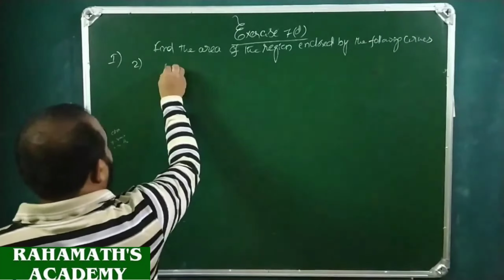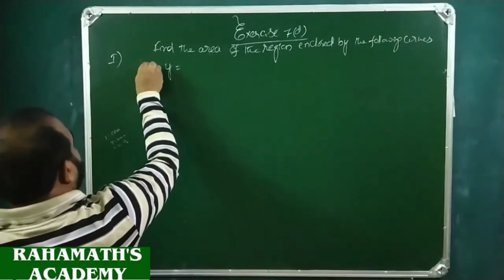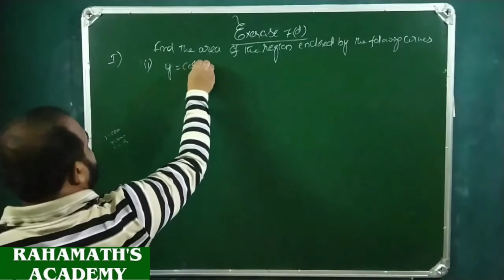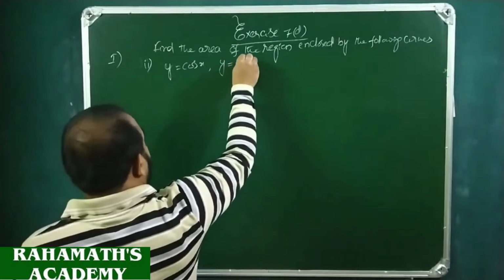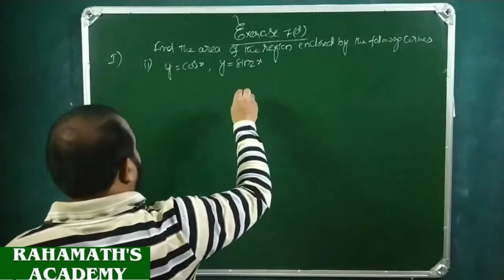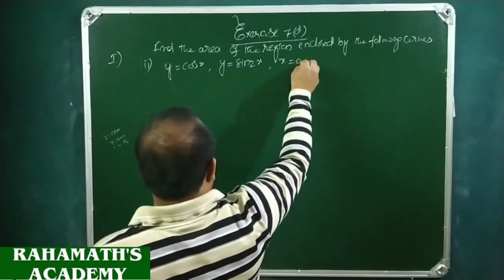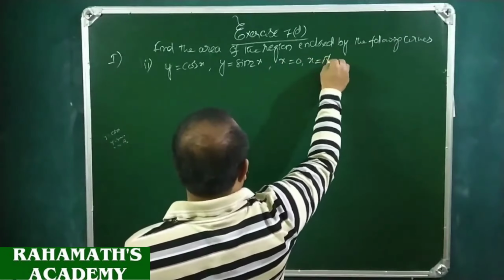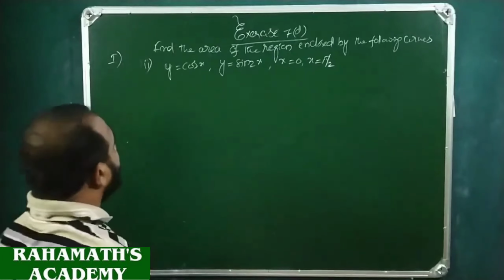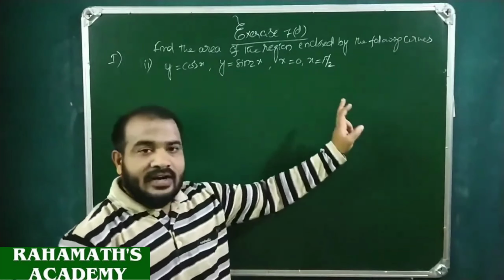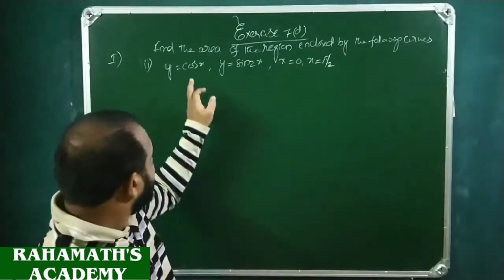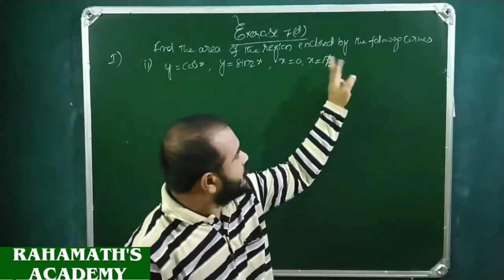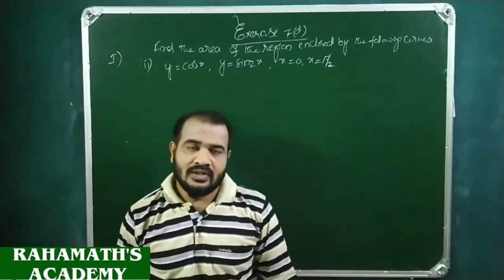y equals cos x, y equals sin 2x, x equals 0 and x equals pi by 2. So, we need to find the area of the region bounded by these two curves and x equals 0, x equals pi by 2.